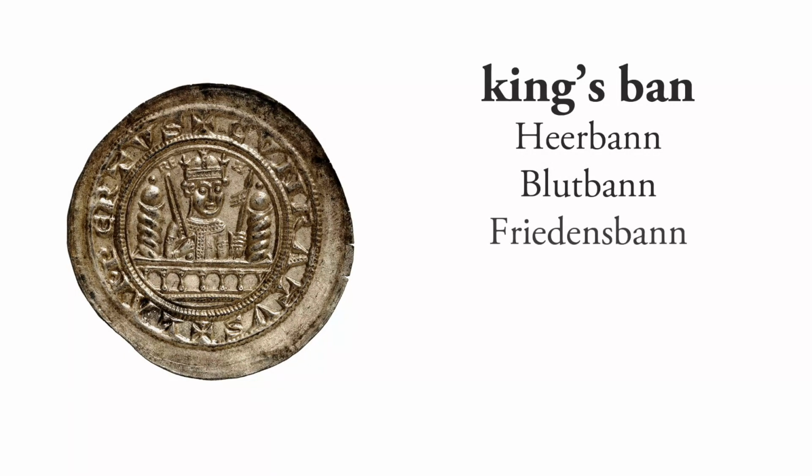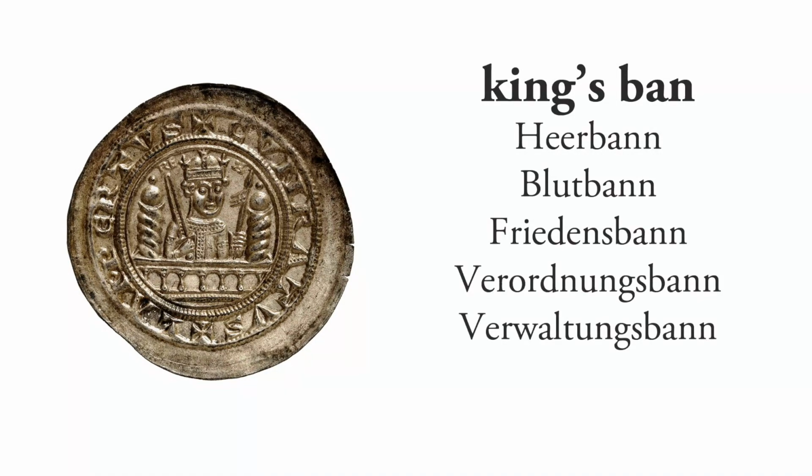The king's ban entailed the Heerbann, the right to call for an army. It also entailed the Blutbann, which stands for high jurisdiction. There was also the Friedensbann, the right to keep people and property under royal protection. In addition, he had something we would call legislative and executive authority, the Verordnungsbann and the Verwaltungsbann.